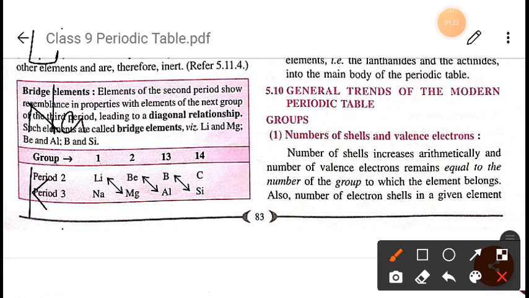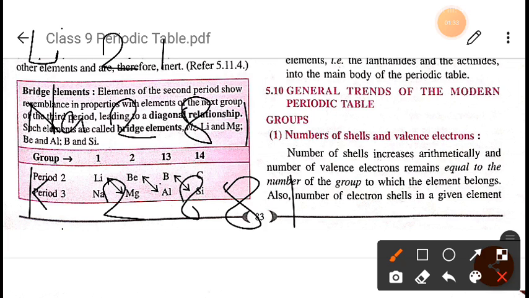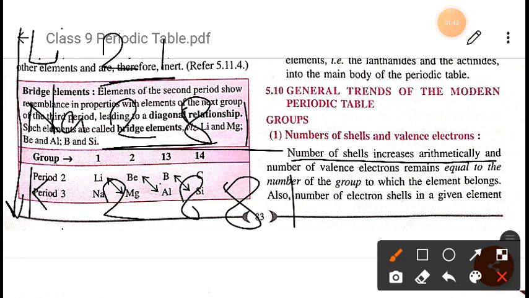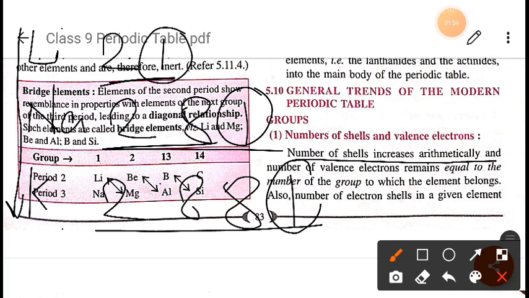When you see the electronic configuration, lithium is 2, 1, and sodium is 2, 8, 1, and potassium is 2, 8, 8, 1, right? As you can see, as we go down the group, the number of shells increases automatically. Here 2 shells only, here 3 shells, here 4 shells, right? The number of shells is increasing, but the valence electron count remains equal. Valence electron is the same, right? I hope you have understood this.